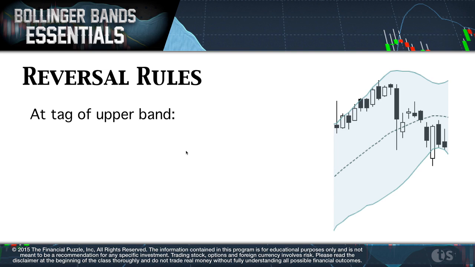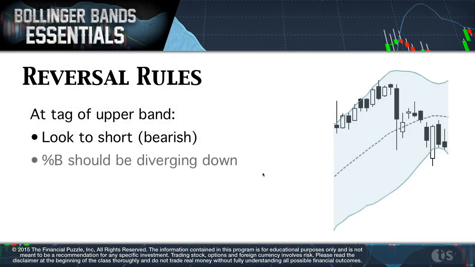At the tag of the upper band, when the trade gets up to the upper band, we're looking to short, or in other words, to go bearish. So you could short the stock, or you could buy puts, you could do any other type of trade you want. That's a bearish trade. But at the upper band, you're looking for a bearish trade, and here's what we're looking for. We're looking for your percent B to be diverging down. There's a distinction right there.